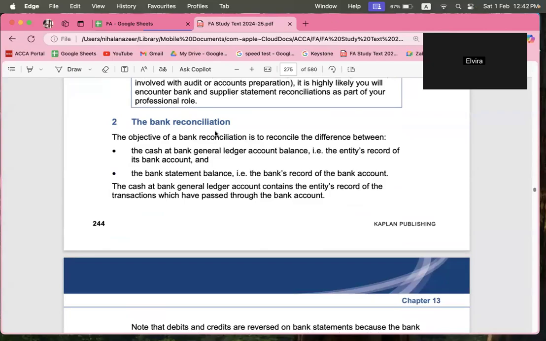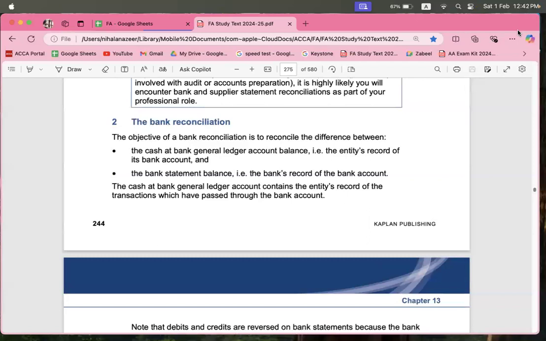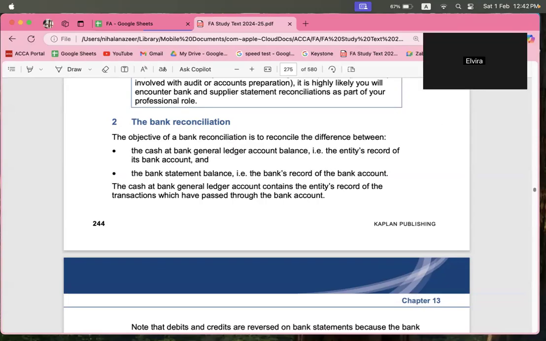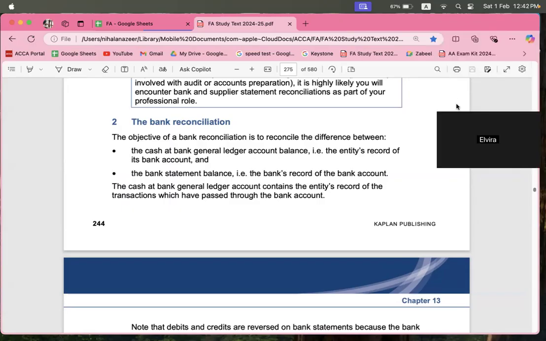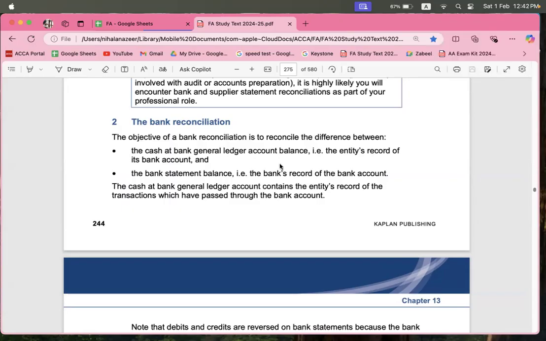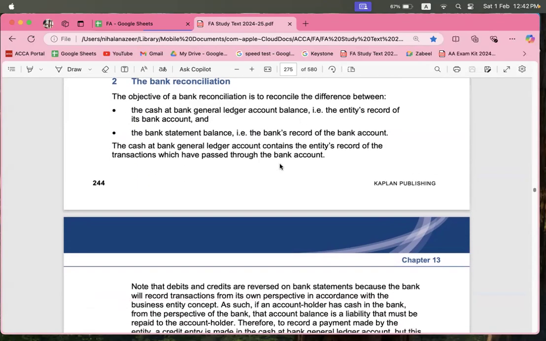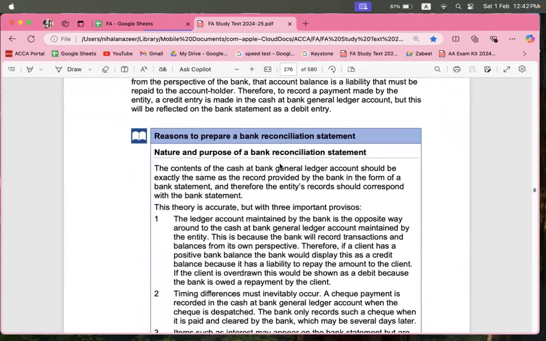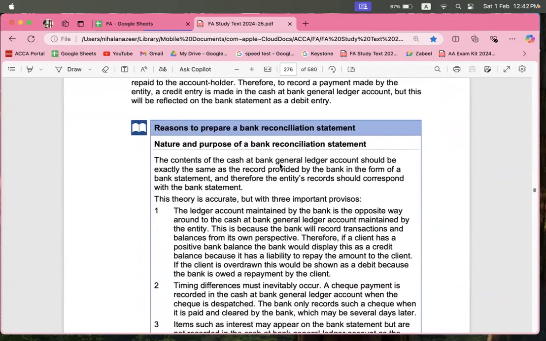So what is a reconciliation? Reconciliation simply means that you're going to agree one balance with another balance. Understood? So when we do bank reconciliation, we are actually comparing our bank ledger book balance and also the balance that we have with our bank. Understood?